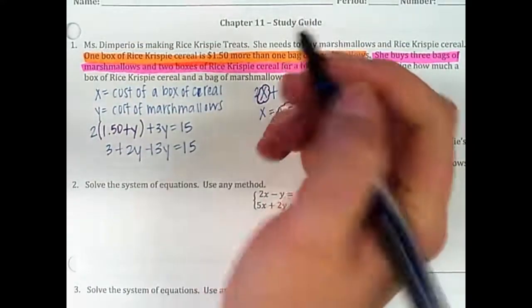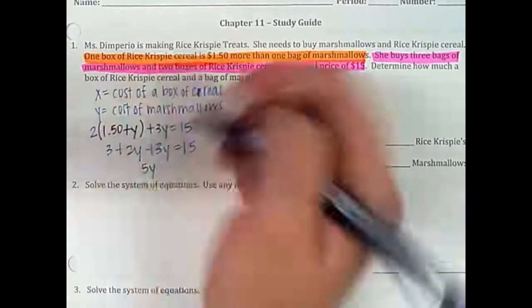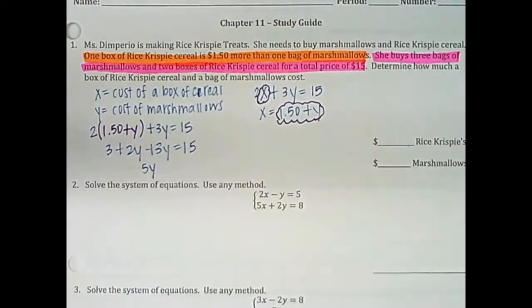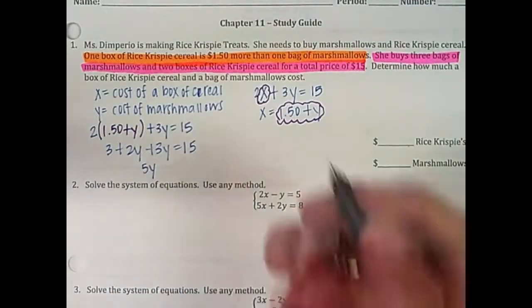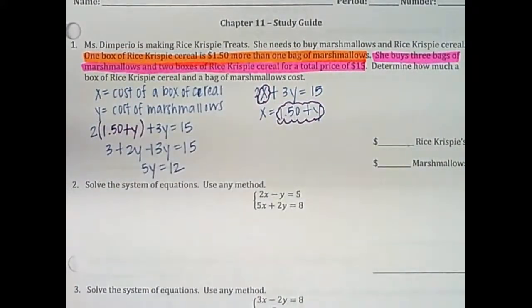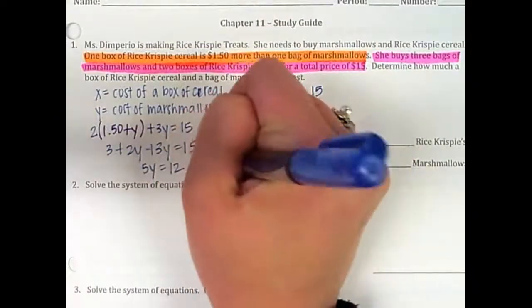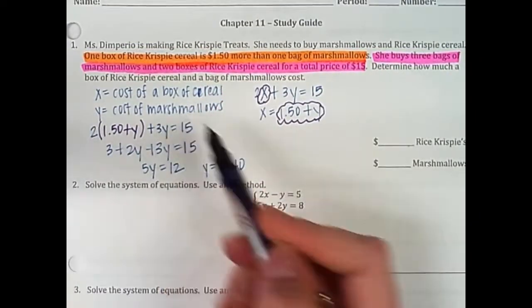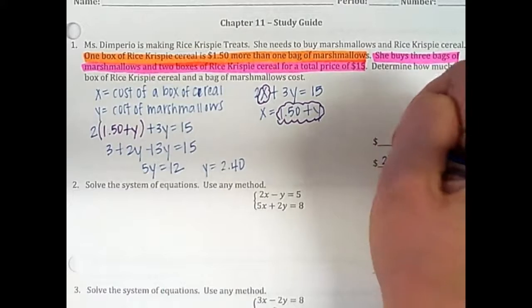Combine my like terms, so I get 5Y. I'm going to move this 3 over. So 15 minus 3 gets me 12. And then I'm going to divide 12 by 5. So 12 divided by 5 gets me 2.4. So that means that a bag of marshmallows costs $2.40.